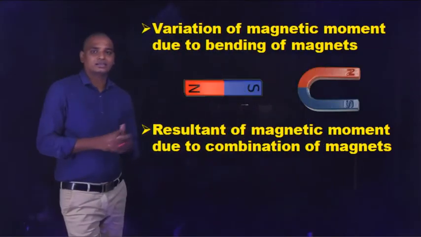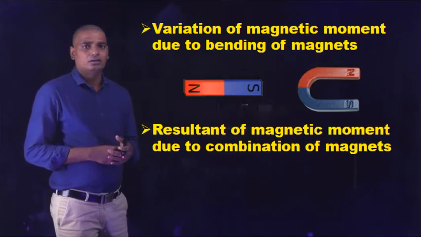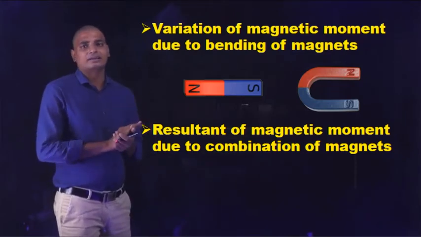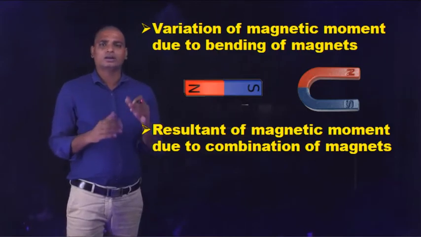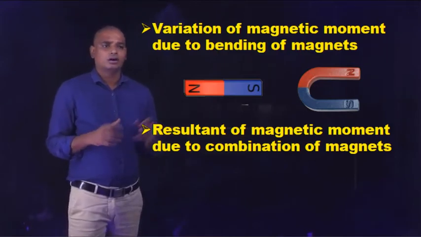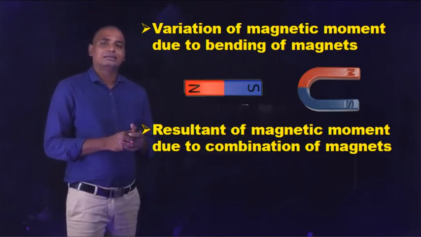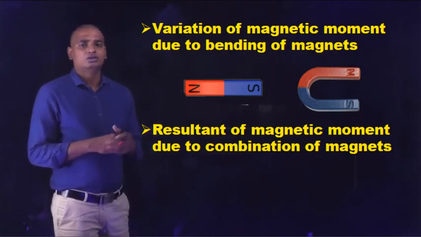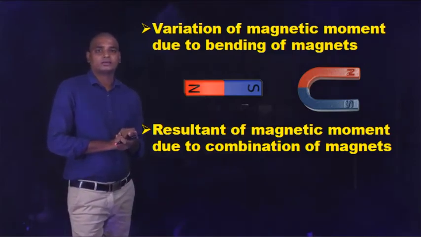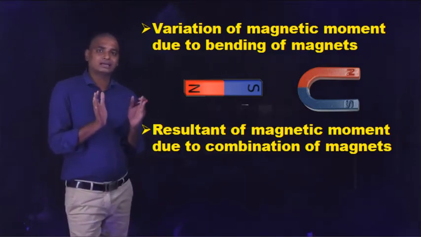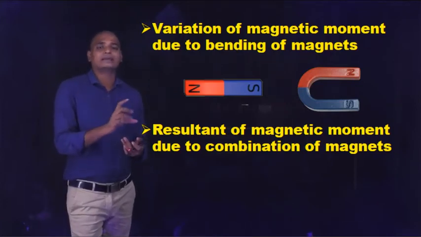The main contents of this video are the variation of magnetic moment due to bending of the magnet, that is, a bar magnet into a U shape, S shape, or in the shape of an L or in a V shape, and the resultant magnetic field due to the combination of magnets. That is, if two or more magnets are connected to form a single magnet, then the resultant magnetic moment.